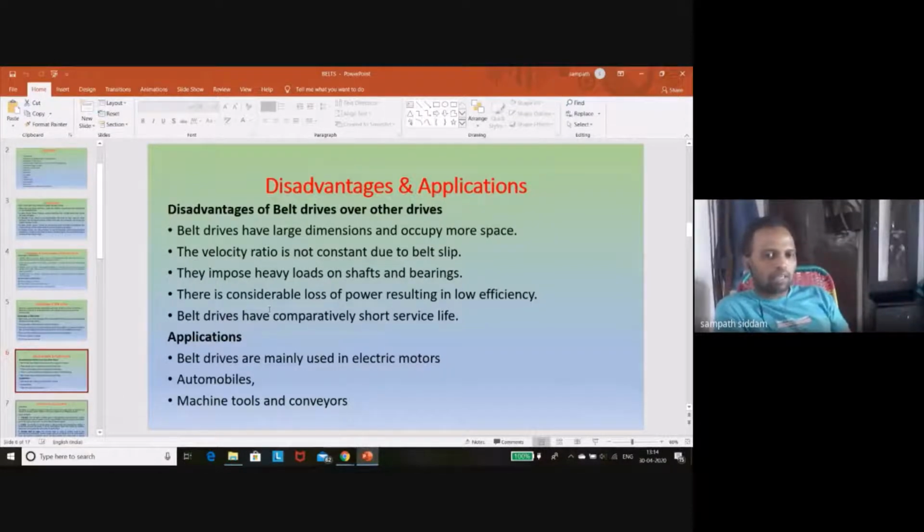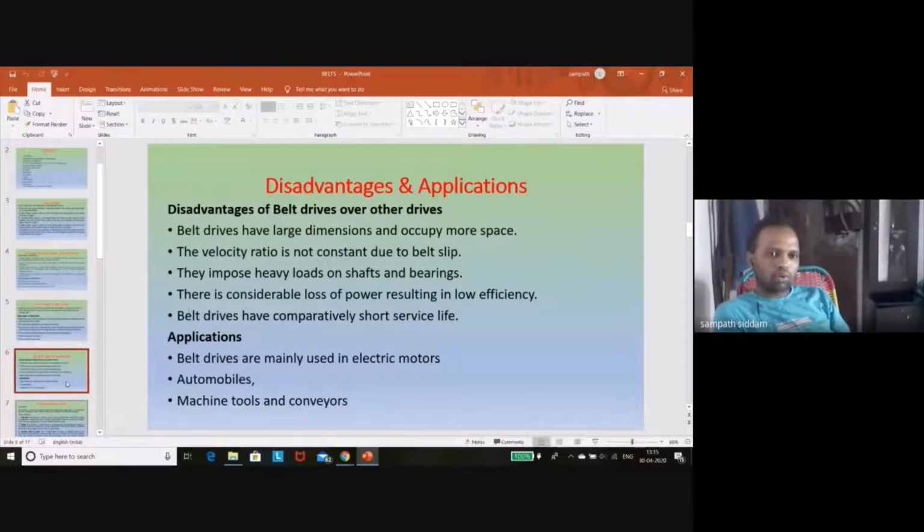And next, applications. Belt drives are mainly used in electrical motors, automobiles, machine tools, and belt conveyors in power plants, where you go with the coal mine areas where you have transmission or transferring of the products, the coal, which is usually done with belts and conveyors. That is about the disadvantages and applications.